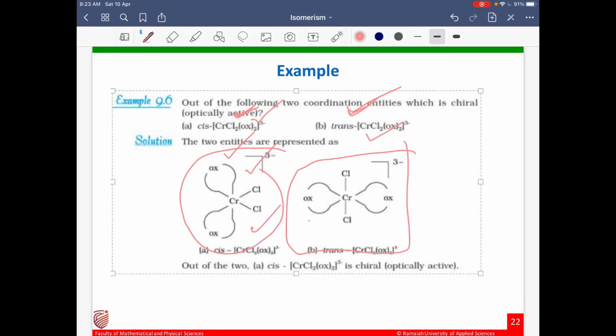We know that the mirror image will superimpose with this, so definitely this cannot be an optically active compound because it won't be having any enantiomer.